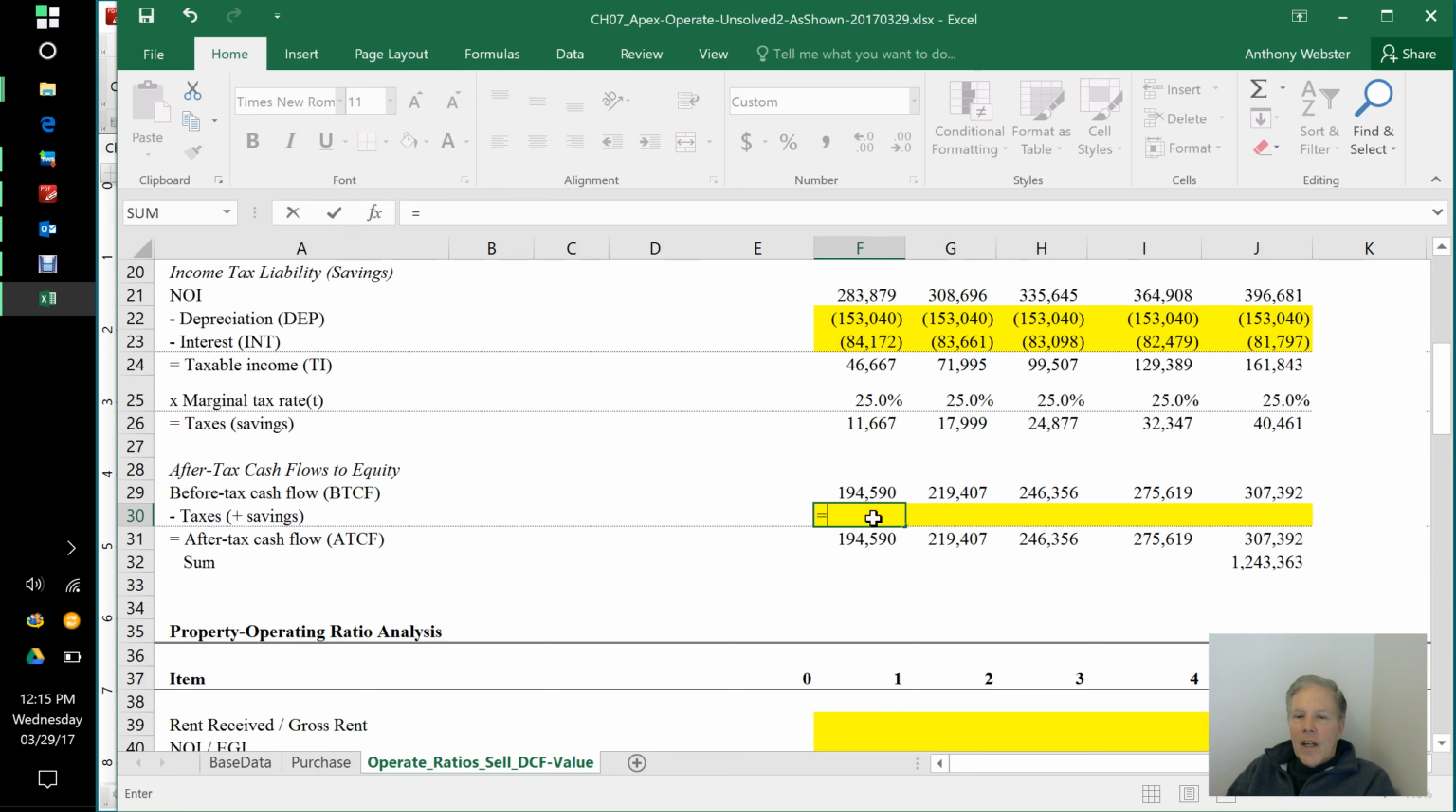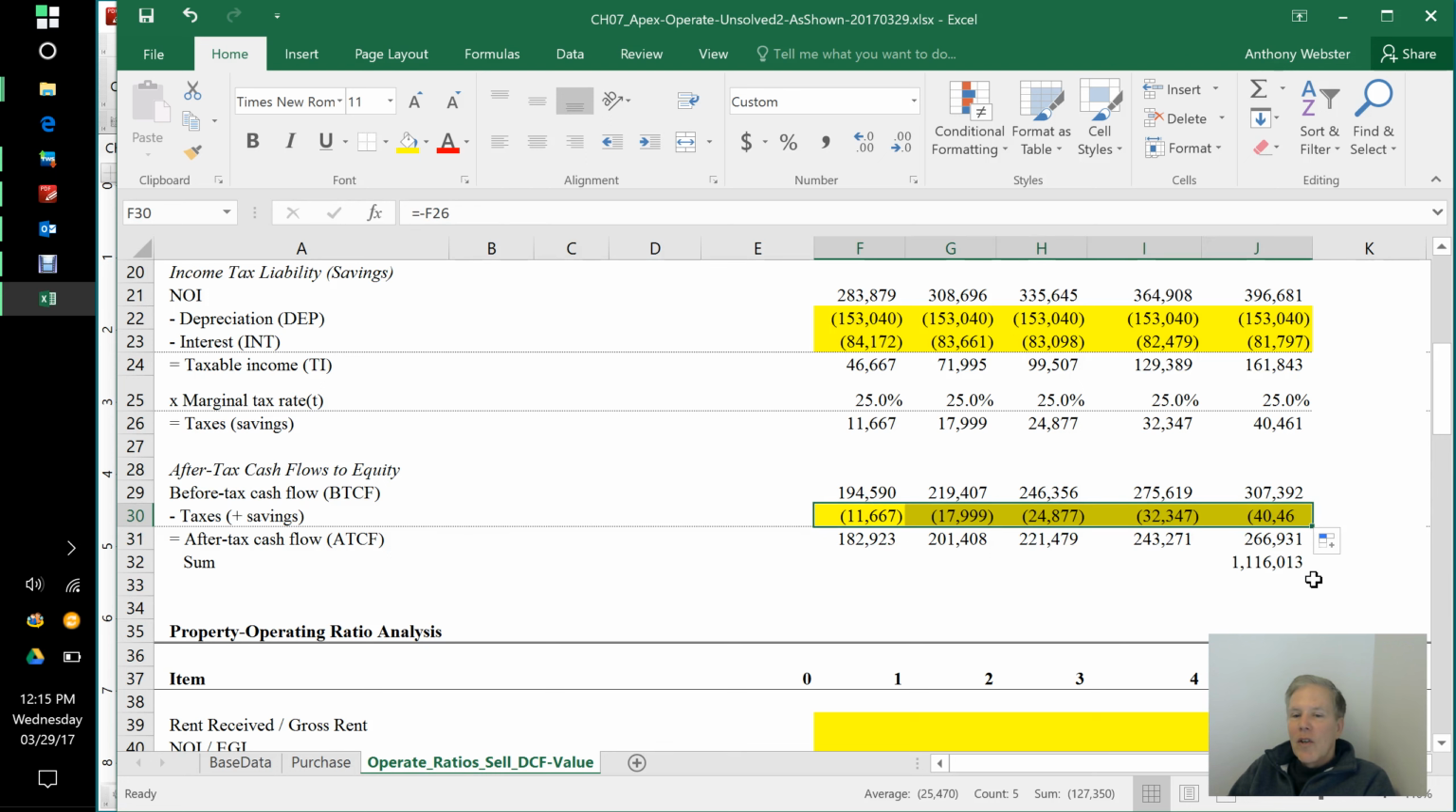All right, and the before tax cash flow just comes from up above minus our taxes. So I want to say equal minus. Again, here signs are very important, right? Our before tax cash flow to owners minus our taxes. The only thing left is our after tax cash flow to the owners. So that's looking pretty good to me.